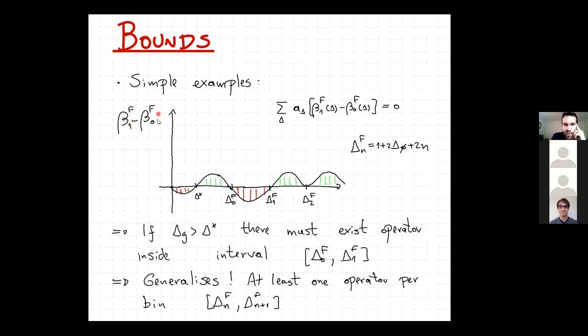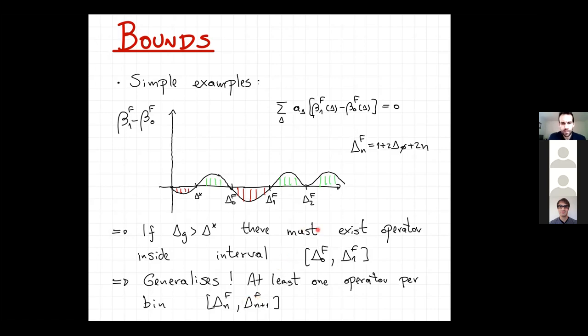And so, okay, so here I showed you beta 1 minus beta 0, but it generalizes, where basically you can just shift this negative size bin further up. And so you come to the conclusion that there has to be at least one operator per bin between delta NF and delta N plus 1 F. So again, I find this very interesting. It tells us that in solutions to crossing, you cannot make operators very spread apart. If you try to put them very far away from each other, it will not be possible. You cannot get a solution to crossing. In all solutions to crossing, the most the operators can be far apart is basically two. Okay, and this is quite striking.